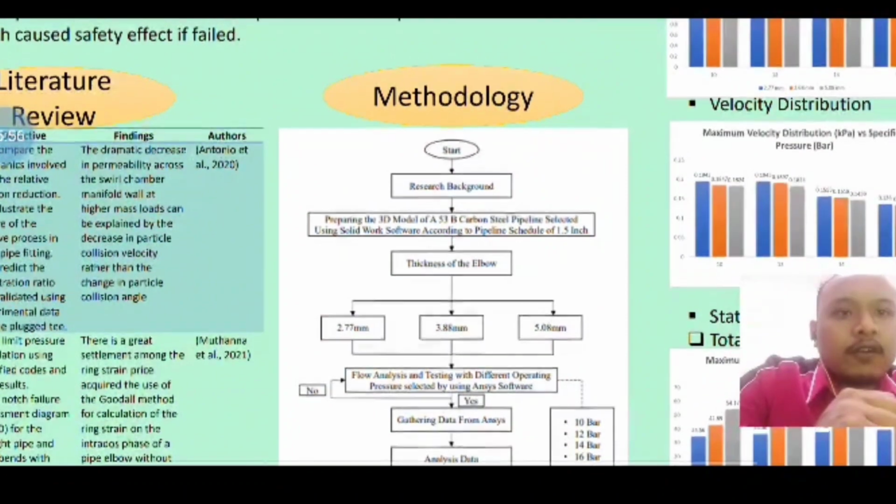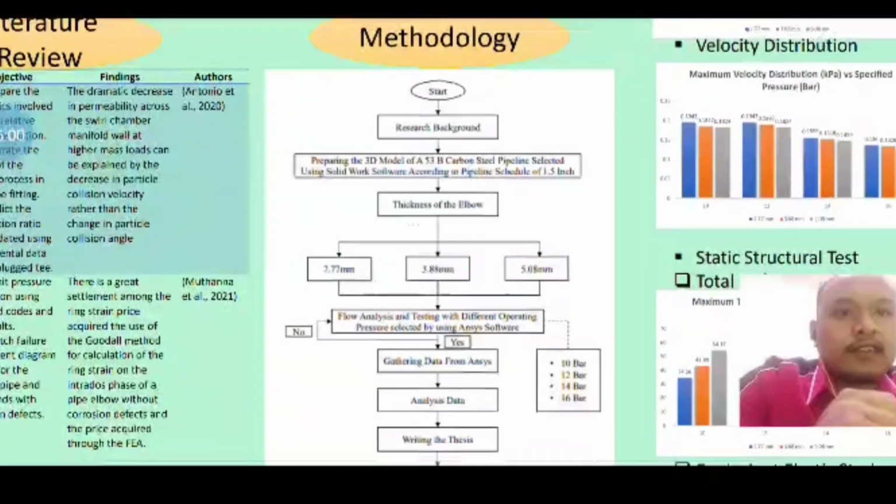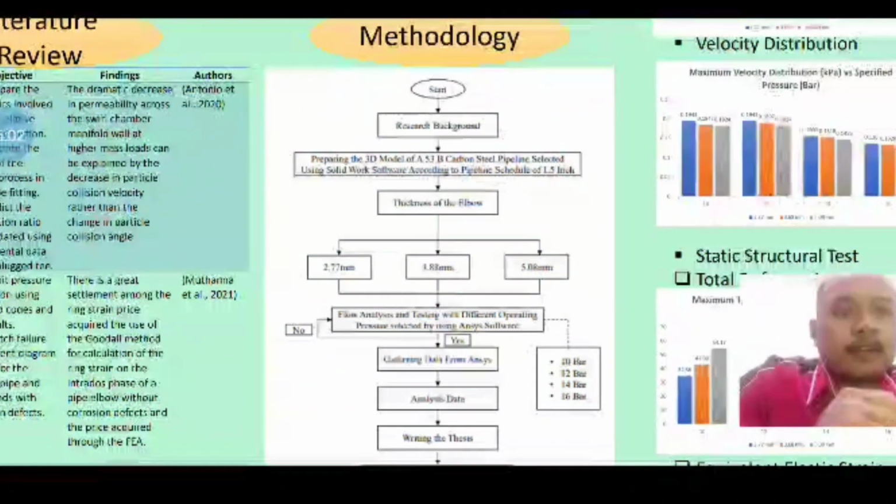Next, we will go through the methodology, the first of which starts from the research background, which was done in semester 1.